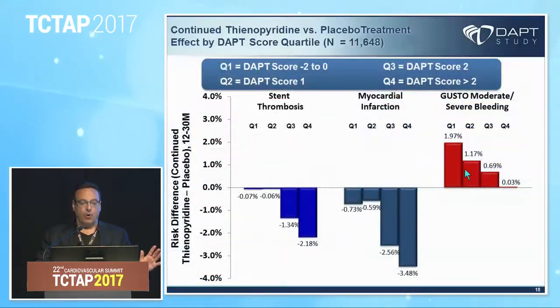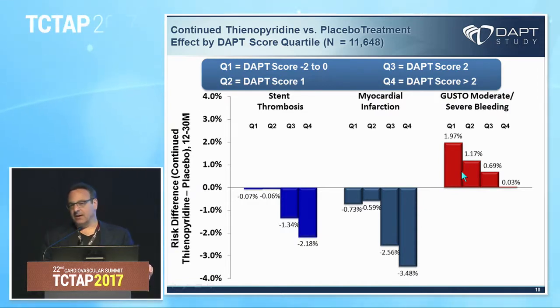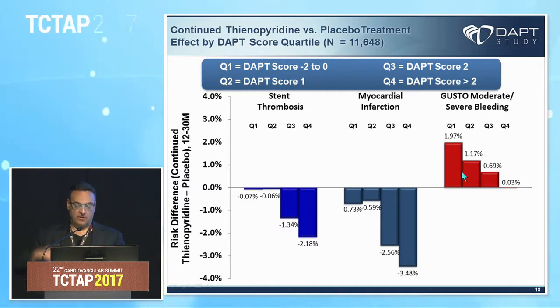Now, it doesn't apply to all of our patients. It only applies to the kind of patients who are in the DAPT trial. So it doesn't apply to patients who have a history of prior bleeding. It doesn't apply to patients who are on chronic anticoagulation. And it doesn't apply to help us make decisions for the first year, because this is all about decisions beyond the first year. So how do we make decisions in the first year about who needs to be shortened?